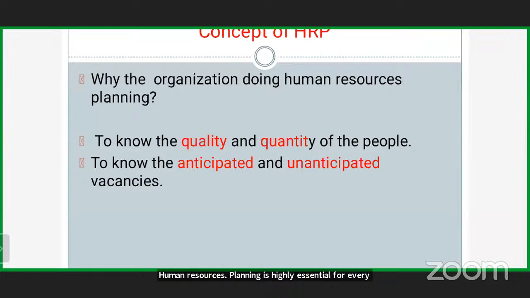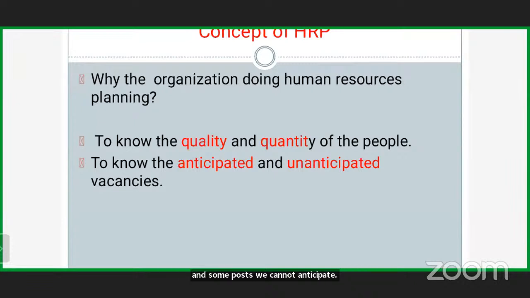Apart from this, to know the anticipated and unanticipated vacancies. Now, what do you mean by anticipated and what do you mean by unanticipated? Again, vacancy. Vacancy means what? The number of posts that will be vacant in the future. Some posts we can anticipate and some posts we cannot anticipate.